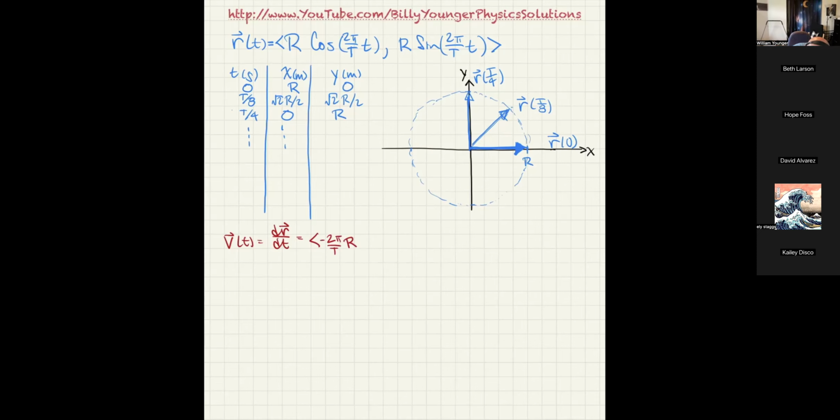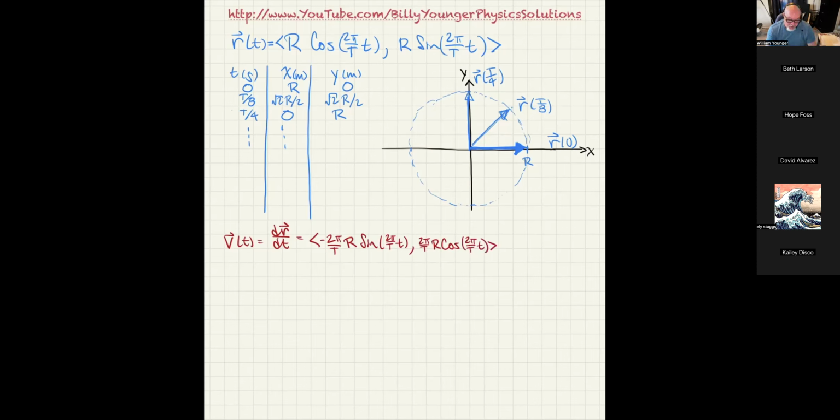So I get 2 pi over T times r times negative sine. Excuse me. When I took the derivative, it changed from cosine to negative sine. That's why the negative came out. And that's 2 pi over T times t. Similarly, when I take the derivative of the second term, the derivative of sine is cosine. But again, I've got to use the chain rule, so I've got to also take the derivative of 2 pi over T times t. So I'm going to get positive 2 pi over T r cosine of 2 pi over T t.